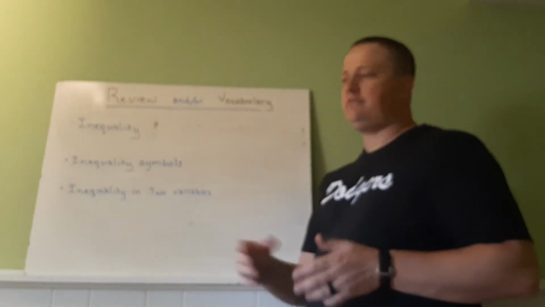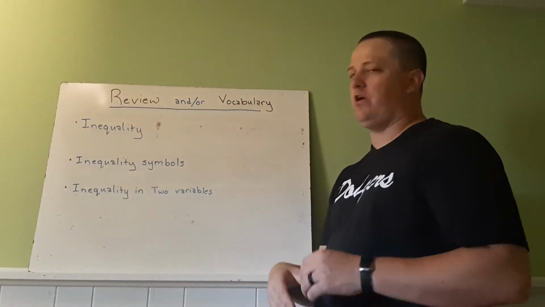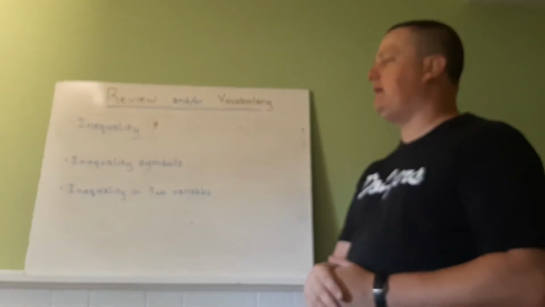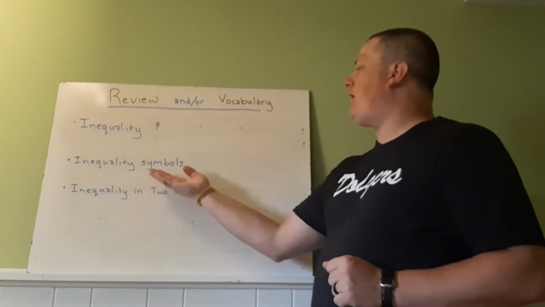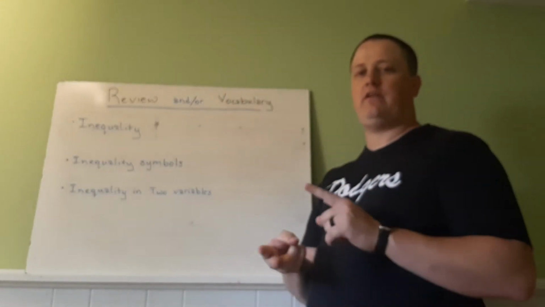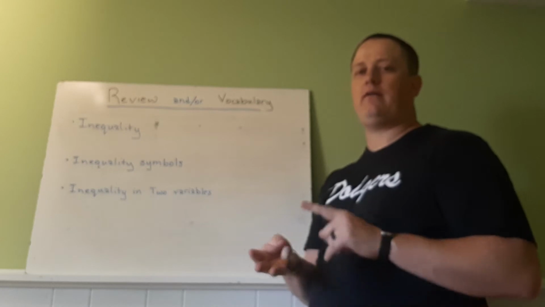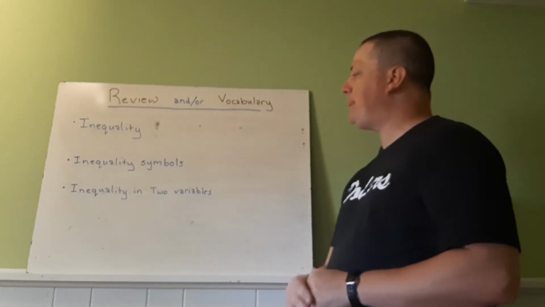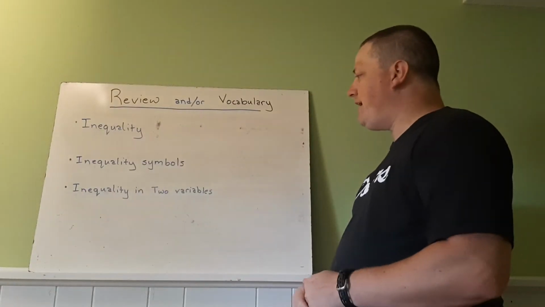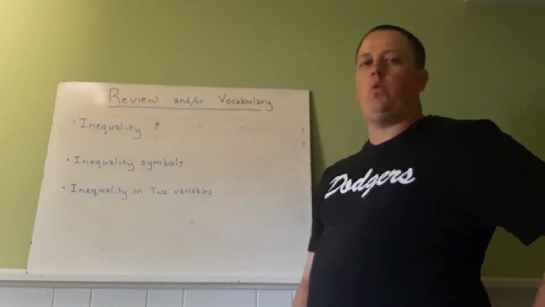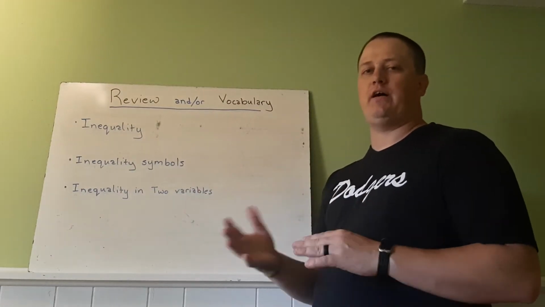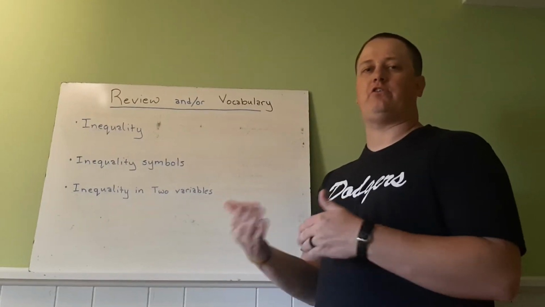Our vocabulary is staying the same. We have inequality, so anything that has constraints that have a range of possible answers. Inequality symbols, we have our less than or equal to, greater than or equal to, and then we also have the not equal symbol. Inequality in two variables, remember those are where we would get a graph with a line and then a shaded portion of the graph to show where our answers lie.